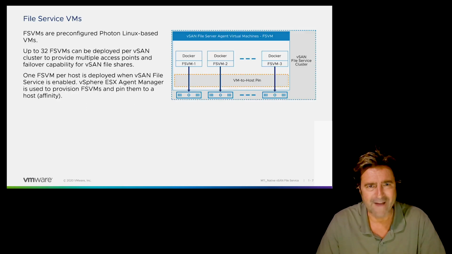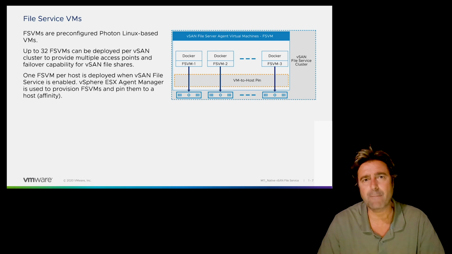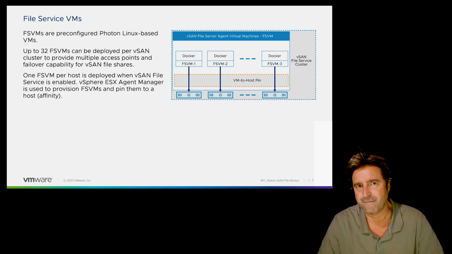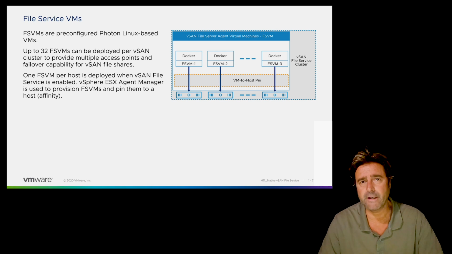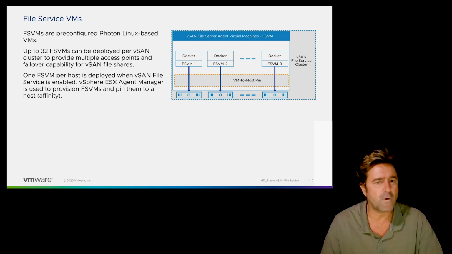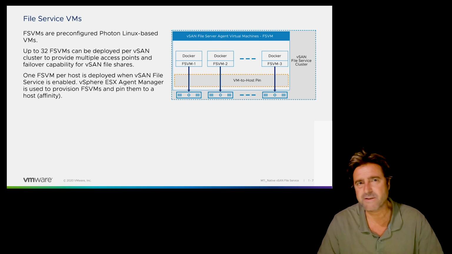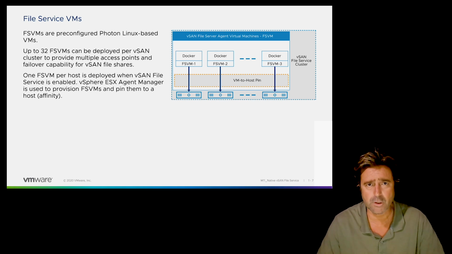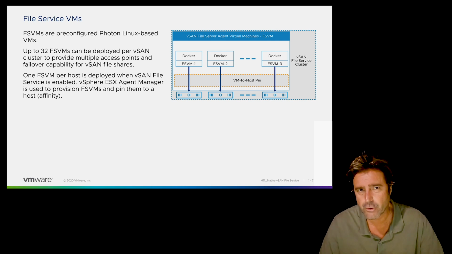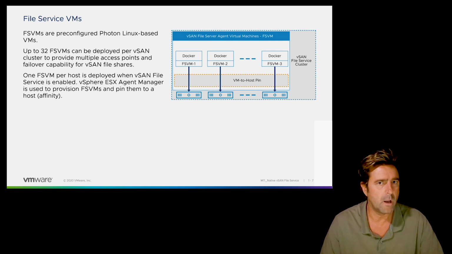Now, I've mentioned before that this is controlled by appliances. These appliances get installed via OVF, and that's going to be the first part of my demo. Notice these appliances are running our version of Linux, Photon Linux. And notice the maximum number of appliances that you can have is 32. So if you have, theoretically, a 64-node cluster, you're going to have a maximum of 32 appliances. It's always one per host, to a maximum of 32.